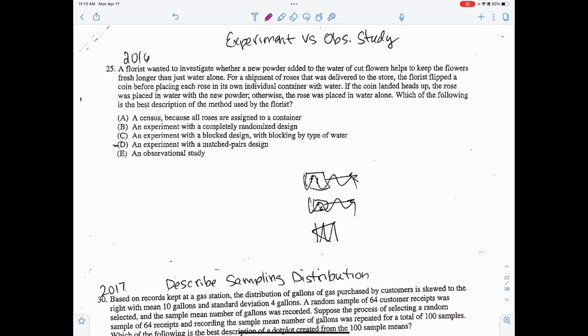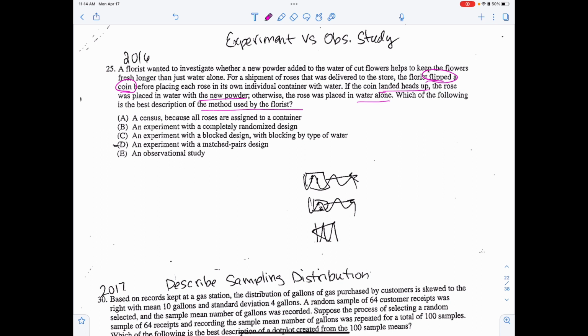A florist wanted to investigate whether new powder added to the water of cut flowers kept flowers fresh longer than just water alone. For a shipment of roses that was delivered to the store, the florist flipped a coin before placing each rose in an individual container with water. If the coin landed on heads, the rose was placed in the new powder. Otherwise, it was left in the water alone. Which of the following is the design method used by the florist?